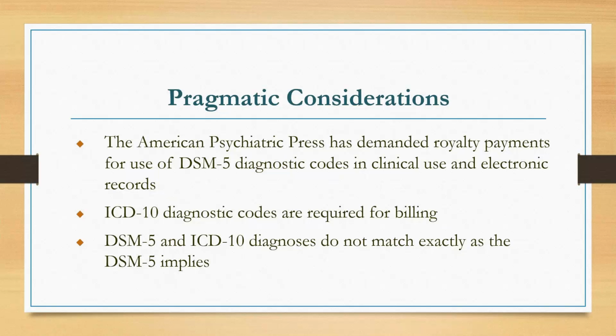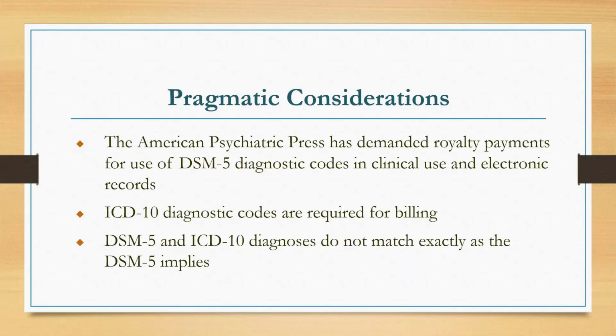There are some other pragmatic considerations as to what you want to use and what kind of documentation you wish to employ. The American Psychiatric Press has been known to demand payment for using the DSM-5 diagnostic codes in either clinical records or electronic record systems. This has caused one state to essentially dump the DSM-5 entirely and go strictly to the ICD-10 as far as the substance use disorder issues are concerned. In any case, the ICD-10 diagnostic codes are required for billing, and the DSM-5 and ICD-10 diagnoses, contrary to what is implied, do not necessarily match exactly as suggested by the DSM-5 manual.